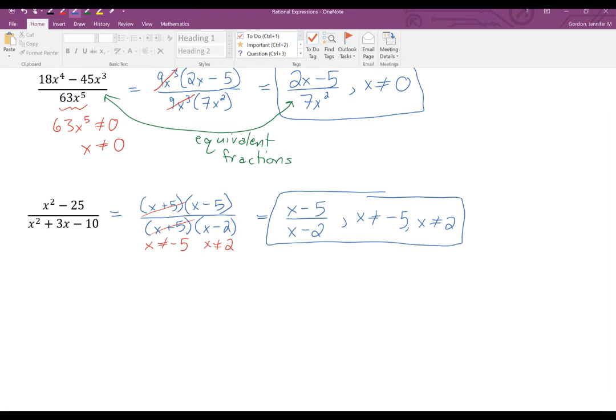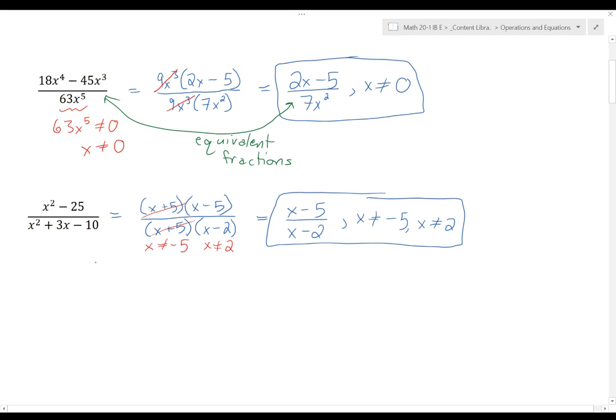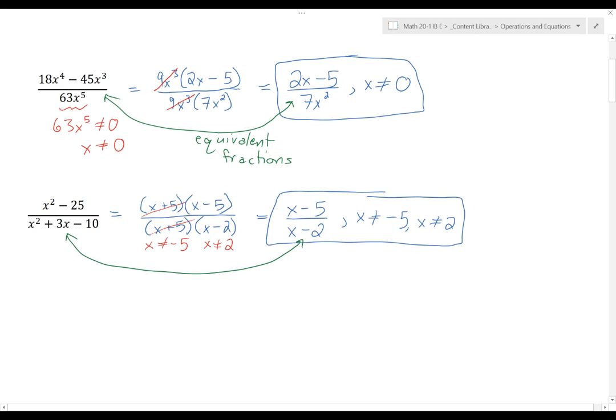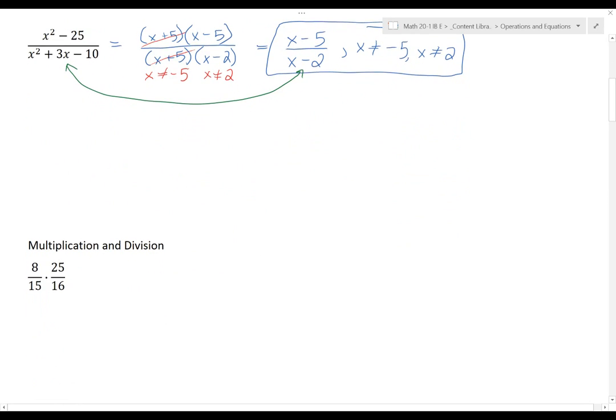But because I'm wanting this fraction to still be equivalent to the original fraction, I have to keep the same restriction I had in the original fraction. So these two fractions are equivalent, but their restrictions aren't exactly the same. So I have to keep the restriction from the original fraction. All right, moving on to multiplication and division.